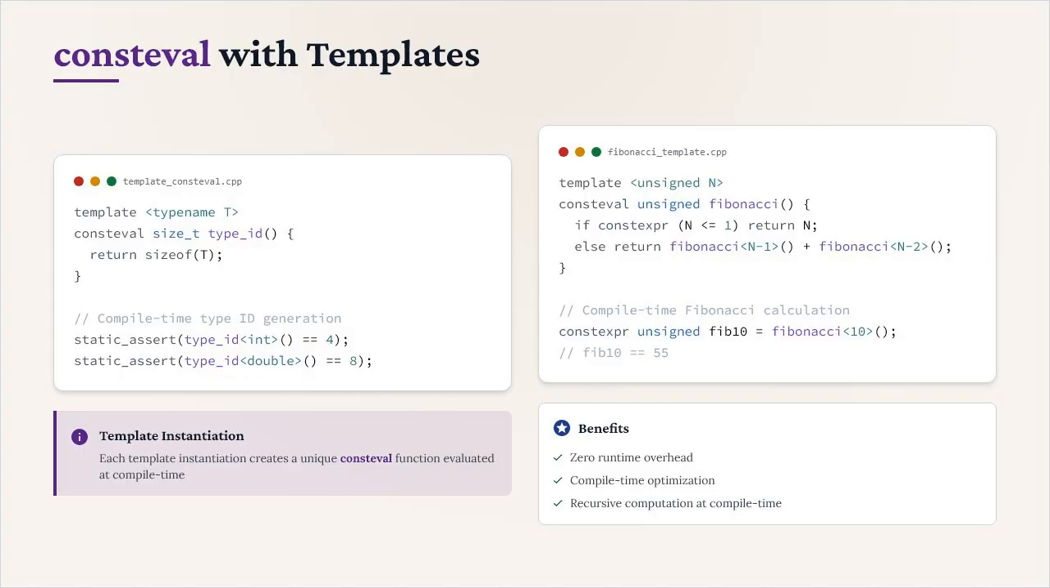These examples demonstrate how consteval can be combined with templates to perform complex calculations during compilation, eliminating runtime overhead entirely. Each template instantiation creates a unique consteval function that is evaluated at compile time, and the results can be used in other constant expressions or as template parameters themselves.